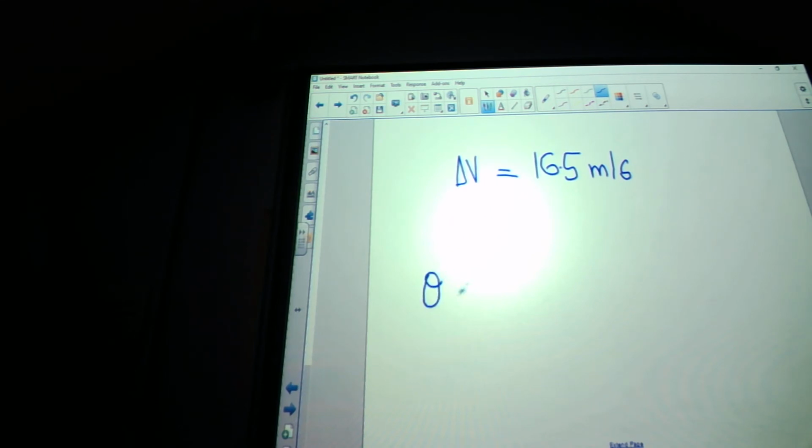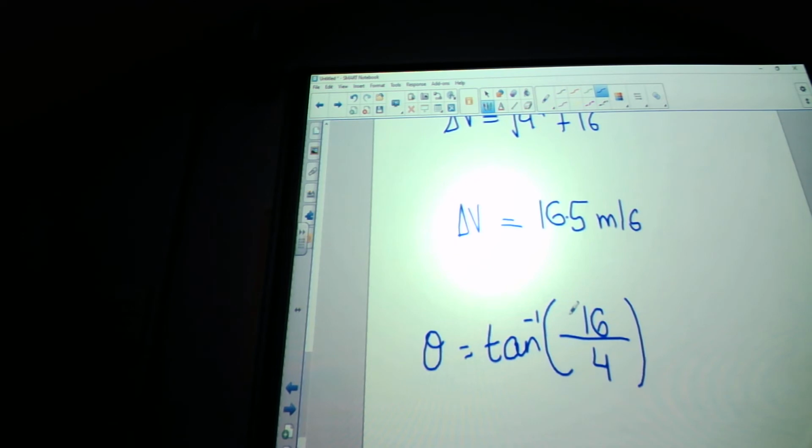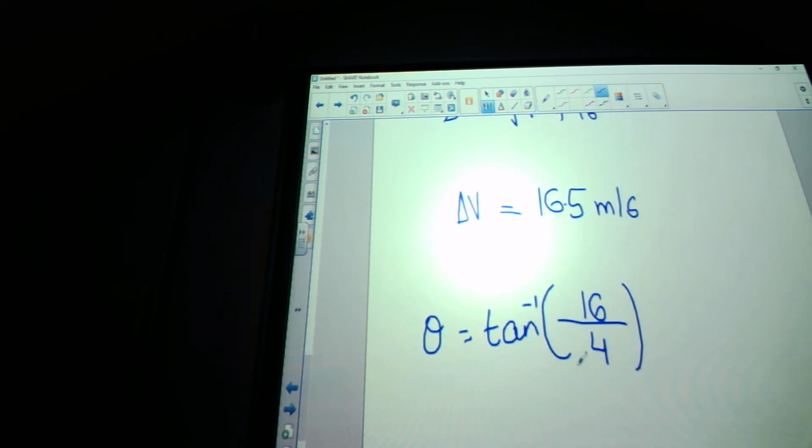It says theta equals tan inverse, this is the direction, over 16 over 4. Obviously this 16 I should write as minus 16. Why? Because it's downward. Yeah. So that will be tan inverse of minus 4.